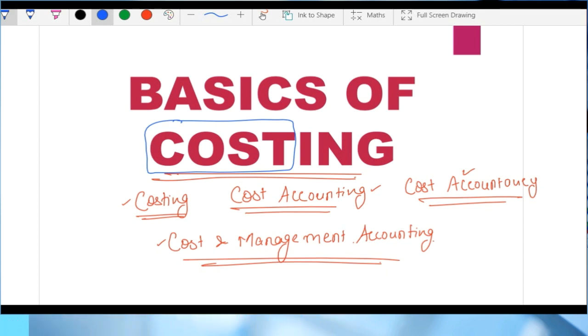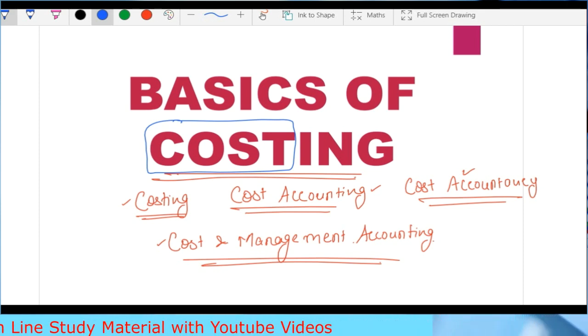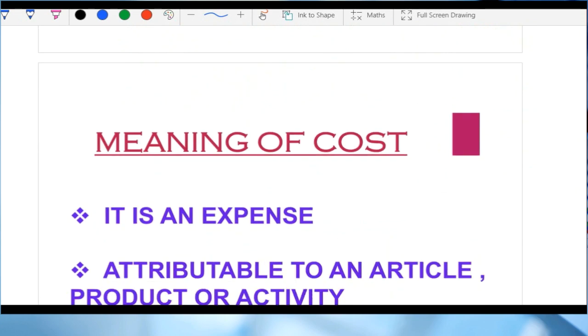Now, starting with the first terminology, that is cost. What do you mean by cost? Just think as a layman, what is a cost? Have you ever heard the term expense? Ever used it, not just heard, because you must have heard it several times. Have you ever used the term expense? Yes, sir. Does it mean cost? Okay, we'll see what it is.